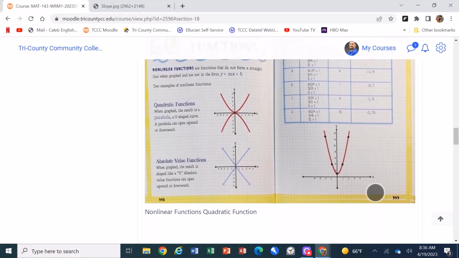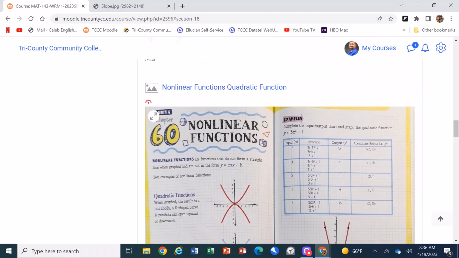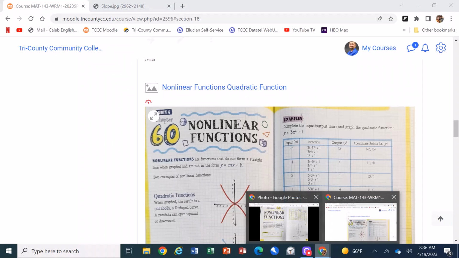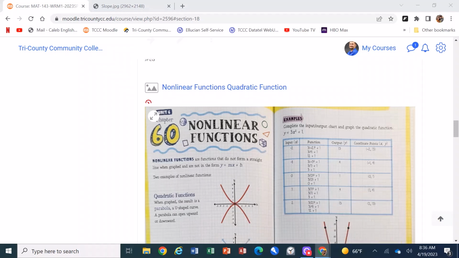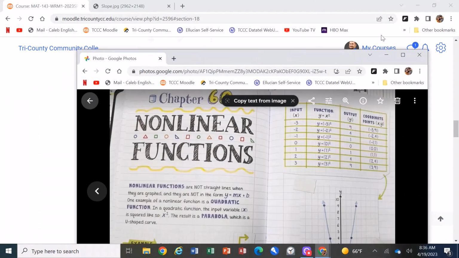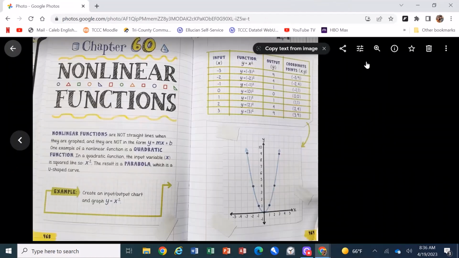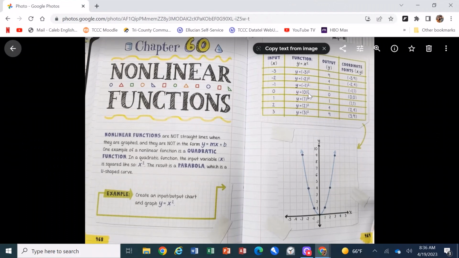Nonlinear functions. All right, so we're going to start with, well, oh, it's over here. Drawbacks of having an extended desktop. Okay, so this one isn't in Moodle. This is just saved to my photos. I'll probably upload it as a folder later.